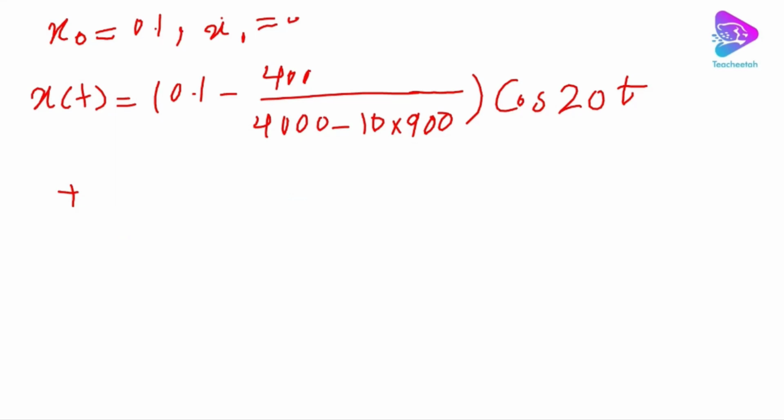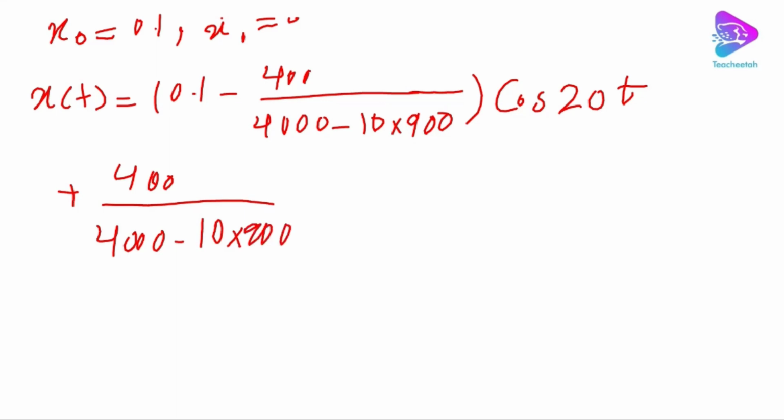So this is the part for the homogeneous response, and then we have the part for the particular solution, which is basically 400 divided by 4000 minus 10 times 900. 900 is actually omega squared, cos omega t, which is 30t, right? So we can further simplify it and find the response of the system in a simplified version.